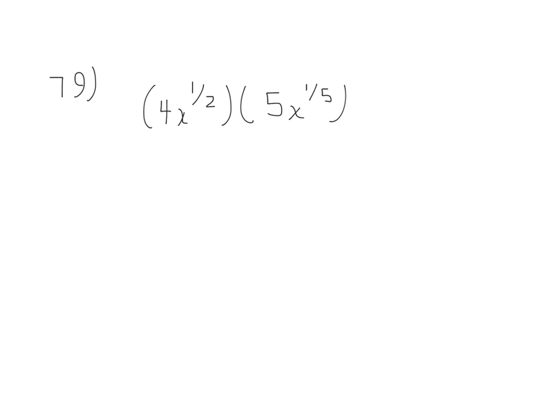This is number 79 in our Chapter 5 review, where we're asked to simplify and express the final answer using only positive exponents. Well, this problem just involves multiplication. So if we multiply 4 by 5, we get 20. And we know that when we multiply two variables that are alike, we must add their exponents. So we're going to have x to the 1/2 plus 1/5 power.